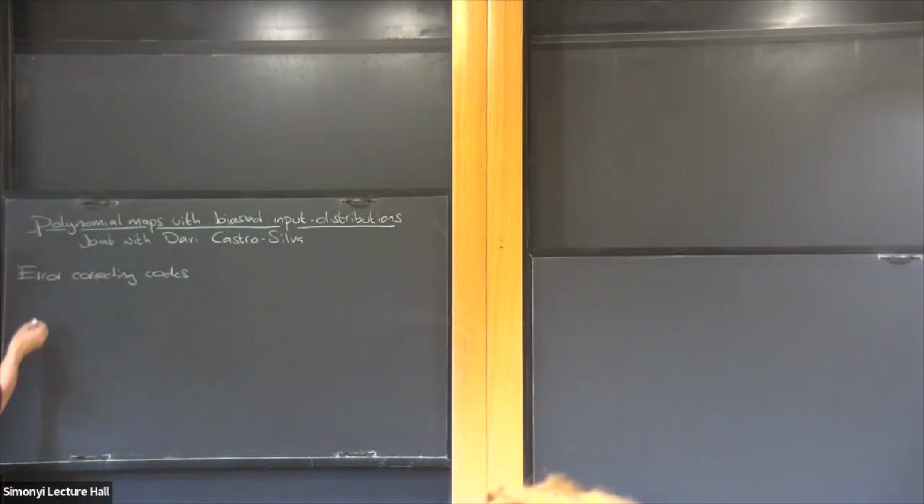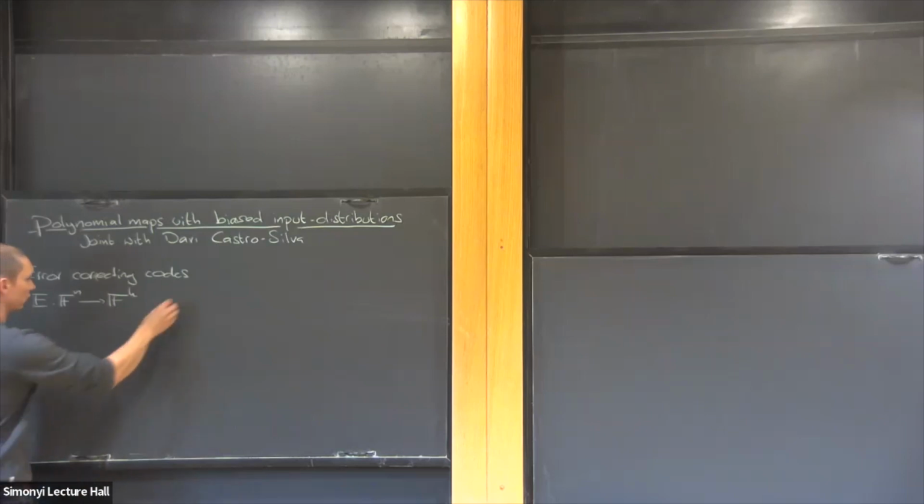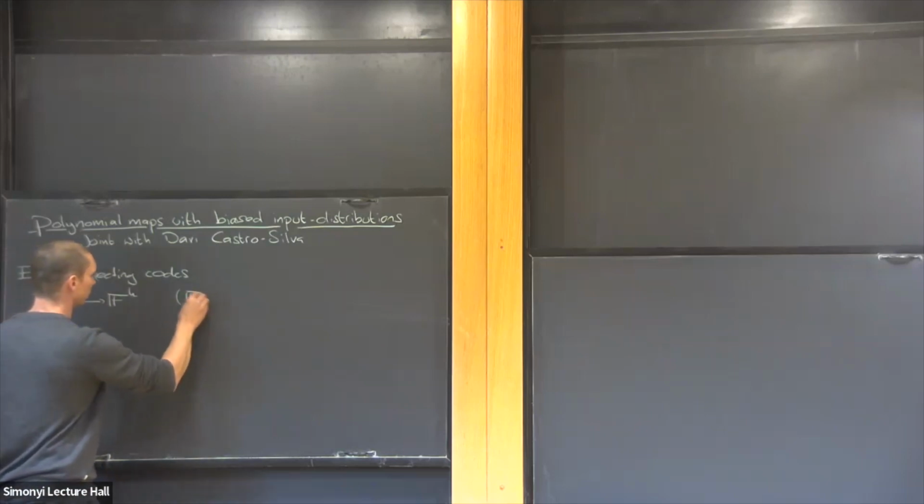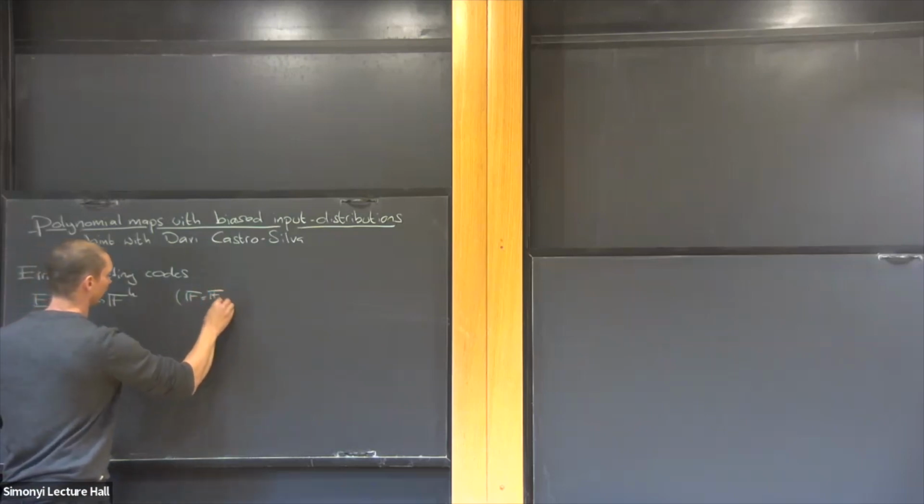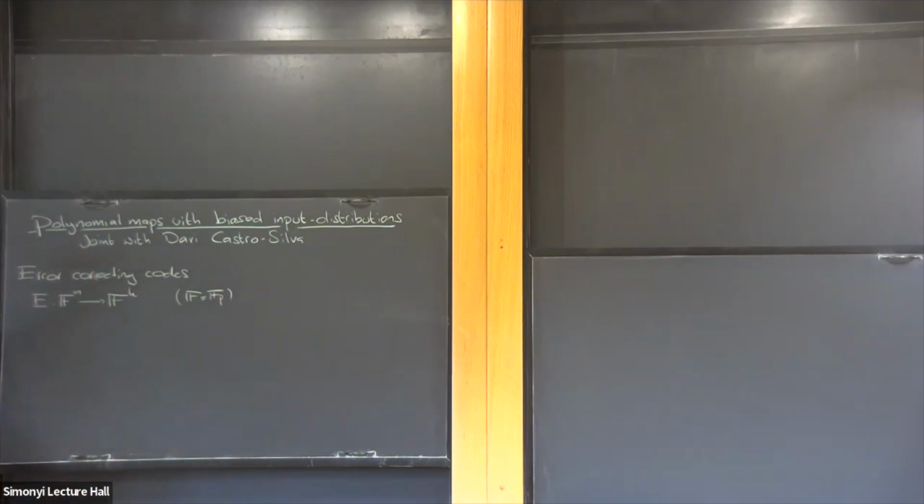So for the purpose of this talk, an error correcting code is just a map from n-dimensional vectors to k-dimensional vectors. K is typically smaller than n, but you don't have to remember this for the purpose of this talk. Here, F will denote a prime field, a field of prime order. And I'm mostly interested in the low characteristic regime, so p should be thought of as a fixed prime.